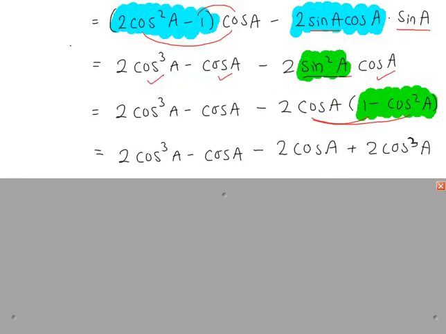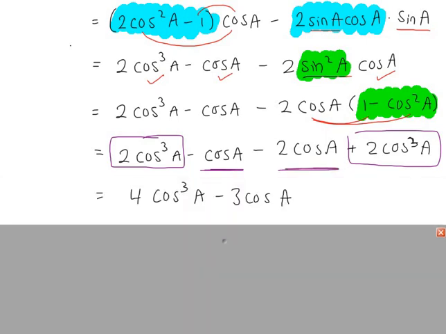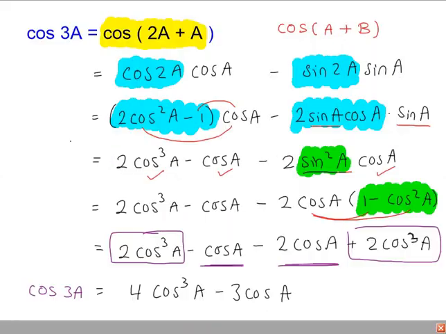Then simplifying, so collecting like terms, there's a cos cubed term here and here, and these are both cos a terms. So here's our final answer. We've worked out cos 3a in terms of cos a. This is a cos a term as well. It's just cubed, but it's still a cos a term.